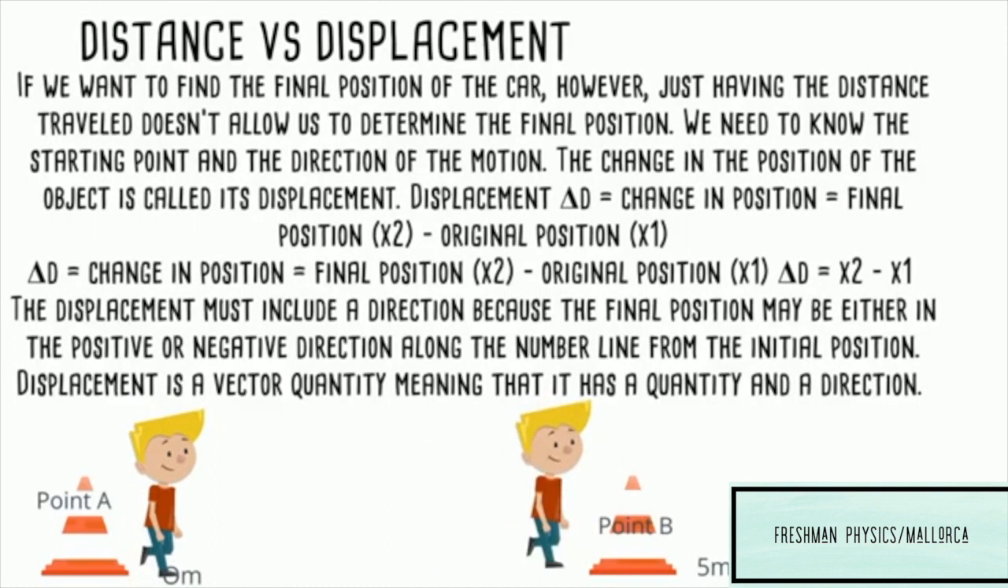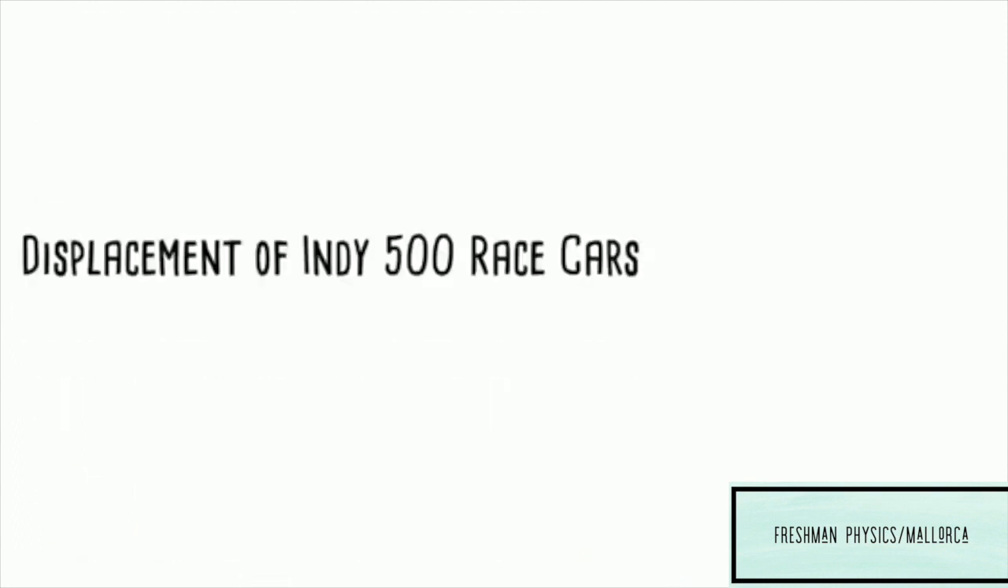Take note that if the person or object goes back to its starting point, the displacement will become 0, because going to the right it's 5 meters, and then going to the left is 5 meters. 5 minus 5 equals 0. The displacement must include a direction because it is a vector quantity. It could be positive or negative direction, east, west, north, south, or left or right.